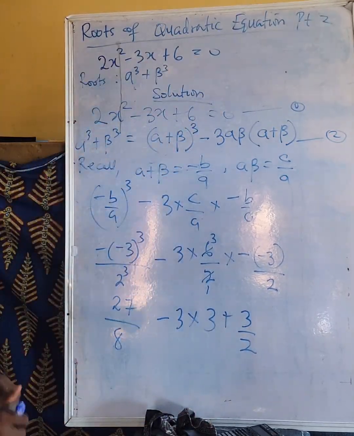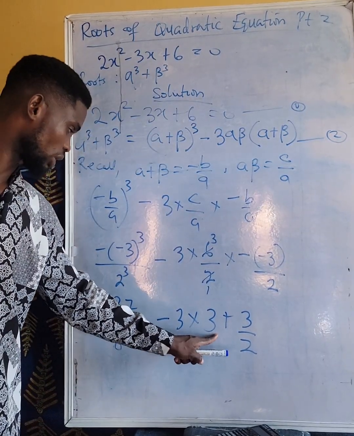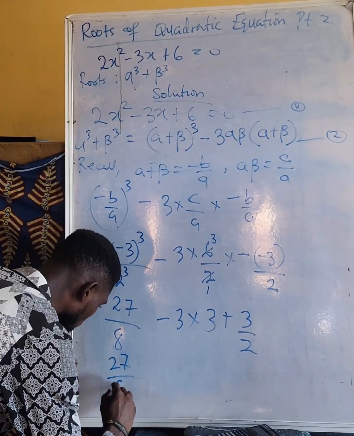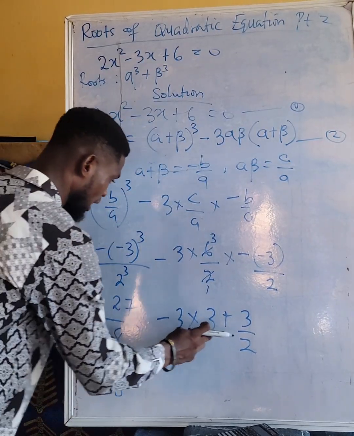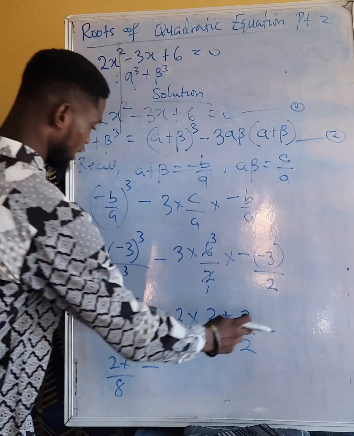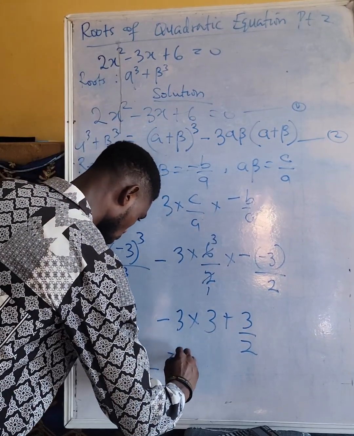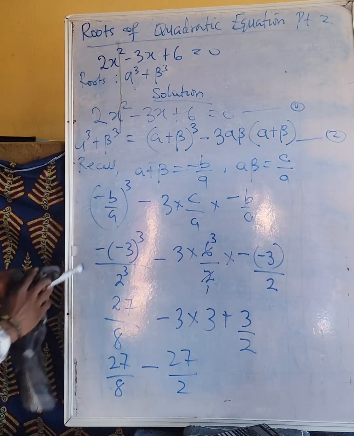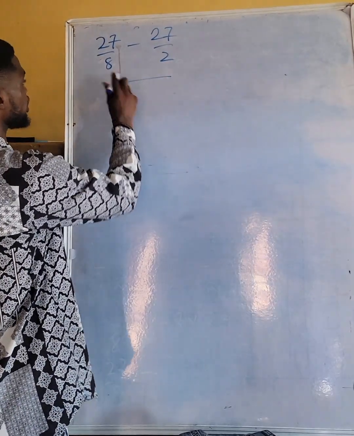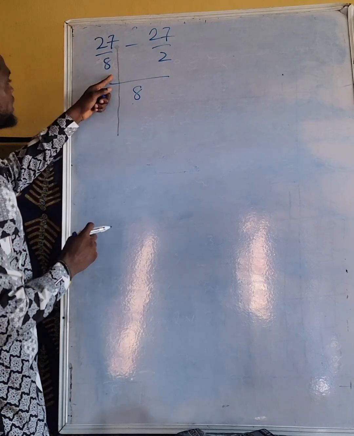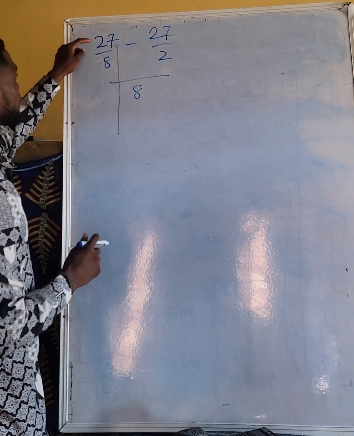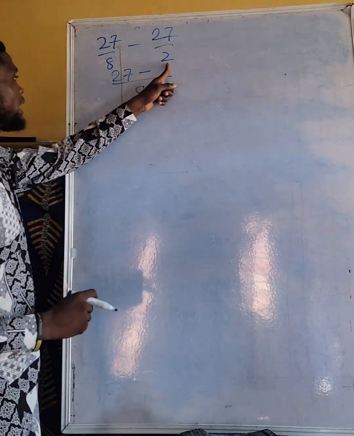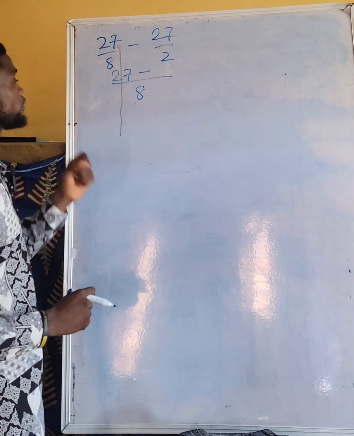So from this part, 3 times 3 will give us 27 over 8 minus 3 times 3, which is 9, 9 times 3 will give you 27. So we have 27 over 2. So you look for the LCM. LCM will be 8. 8 divided by 8 will give you 1. 1 times 27 will give you 27, minus 8 divided by 2 will give you 4.